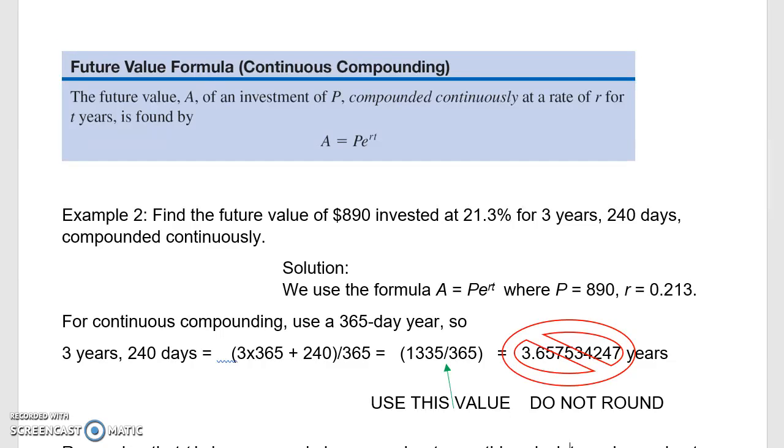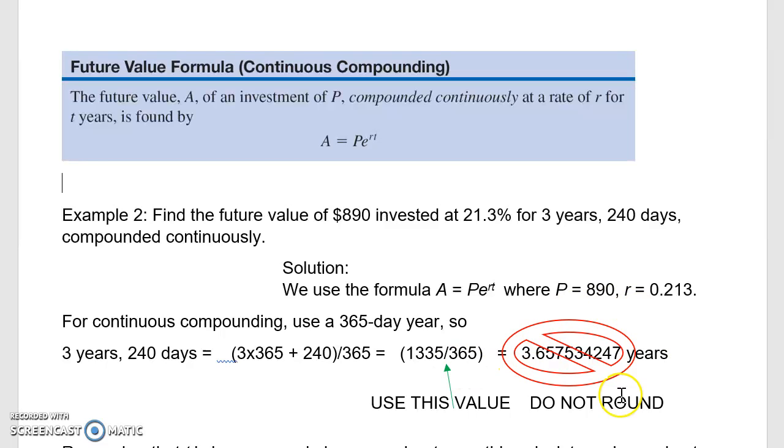So now that you found your E button, I'm going to briefly talk about example 2, which says to find the future value of $890 invested at 21.3% for 3 years, 240 days, compounded continuously. I have shown you that here we're going to use a 365-day year, no banker's rule, with continuous compound interest. And so 3 years and 240 days gives you a fraction of 1,335 divided by 365. Leave it like that. If you want to reduce it, you can, but it's unnecessary.